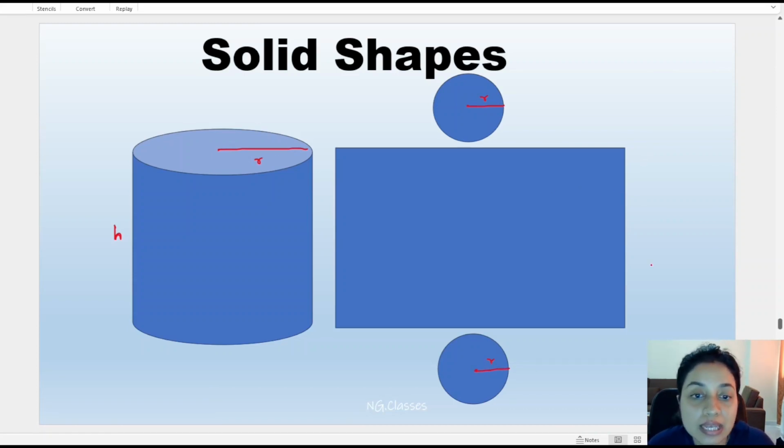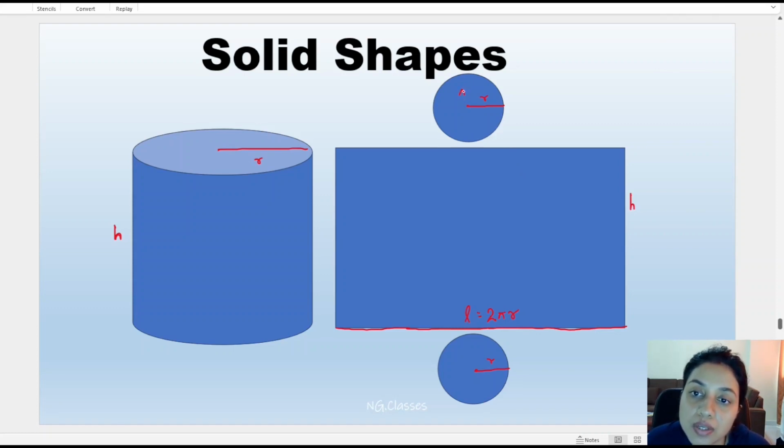Now the length and the breadth of this rectangle. We know the breadth of this rectangle is the height h, and the length of the rectangle, when we fold the rectangular sheet, will work as the circumference of the circle, right? So this length will be the same as the circumference of the circle, 2 pi r. Now let's find the area of each and every surface.